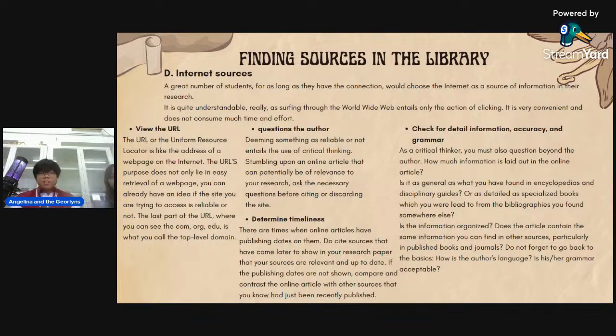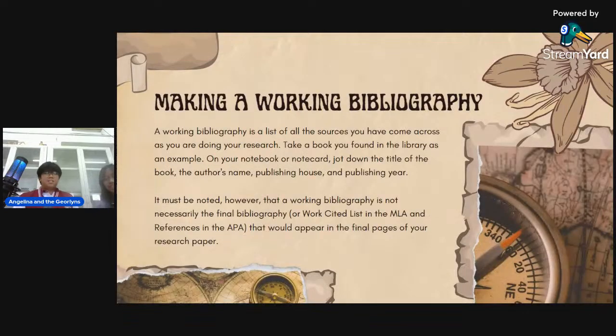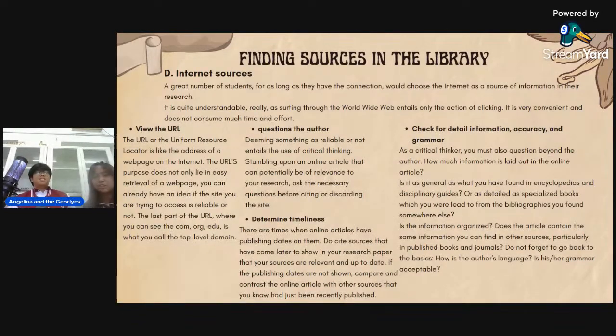Of course, we need to check the details if it's really accurate and the grammar if it's really correct, because if it's not correct, then your research paper will be really messed up. The reason why we should determine timeliness is because as the years progress, things change. So it's important to make sure that our sources are very recent, because times from before are different from times now. So we should get the most recent ones that we can find.